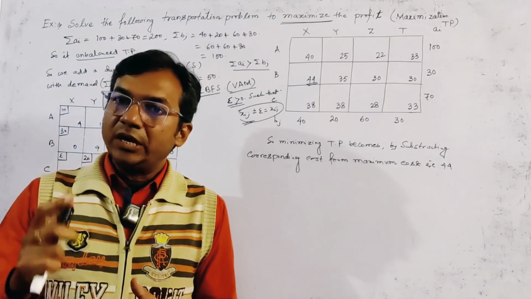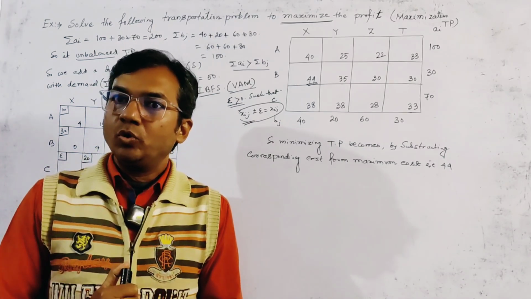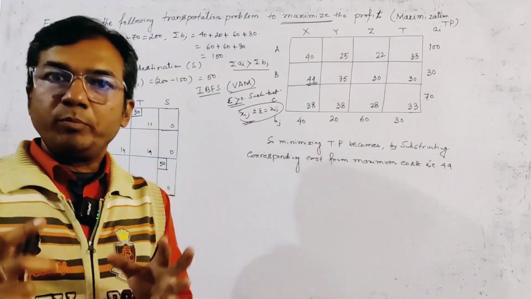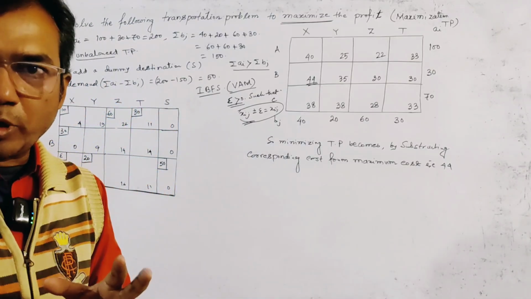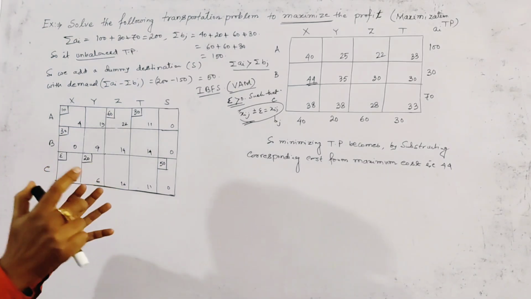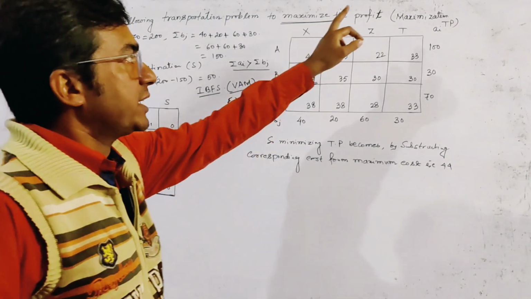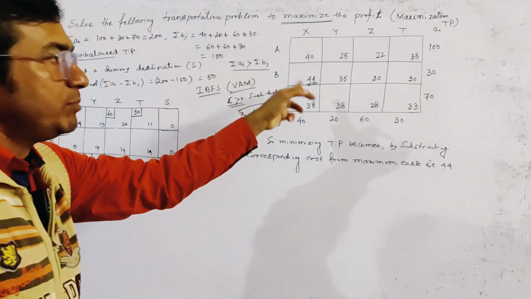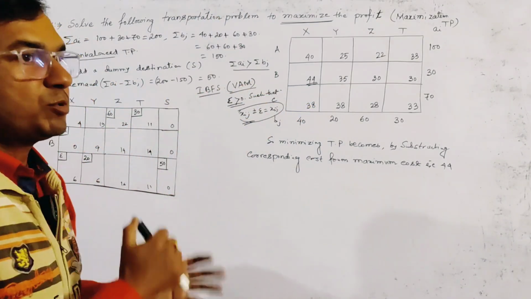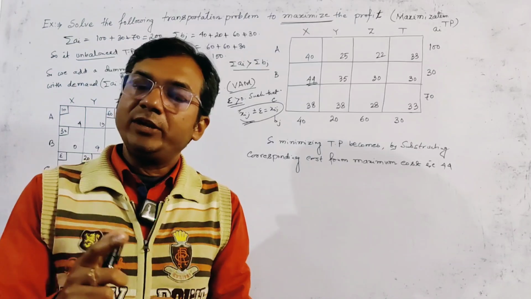To reduce the length of the video, we divide this problem. This is an exceptional type of transportation problem: it is a maximization type, it is unbalanced, and there will be degeneracy. This is a lengthy problem, so we divide it into two parts.